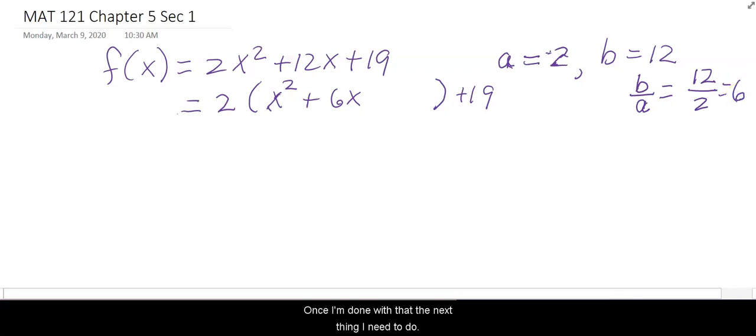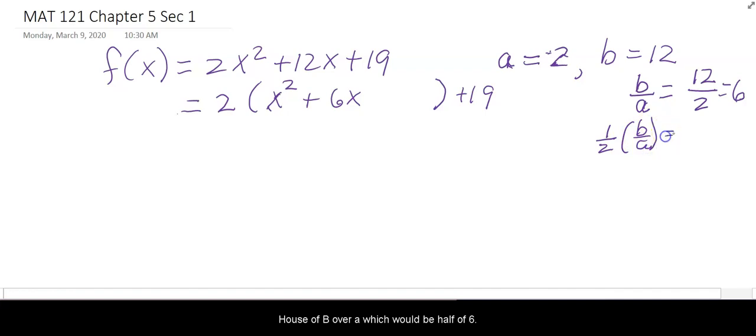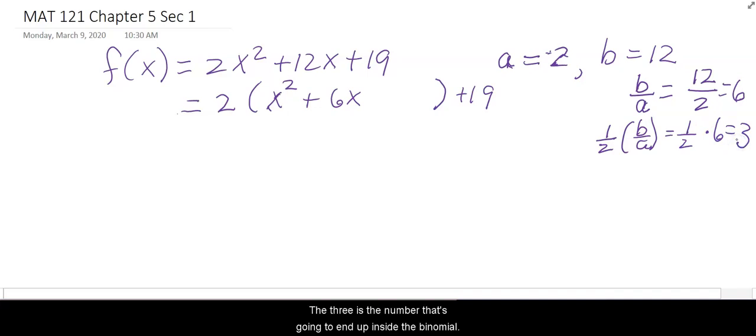Once I'm done with that, the next thing I need to do is find what I need to add inside the parentheses to force it to be a perfect binomial square. To find that, I take half of that number I just computed. So half of b over a, which would be half of 6, which is 3. The 3 is the number that's going to end up inside the binomial.